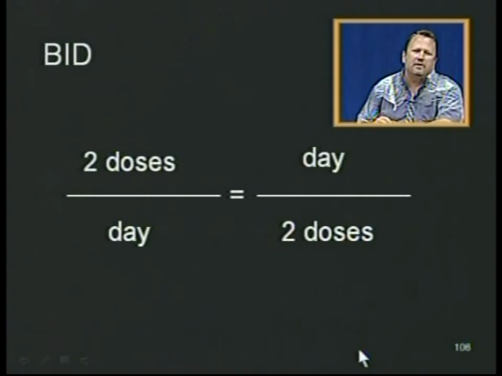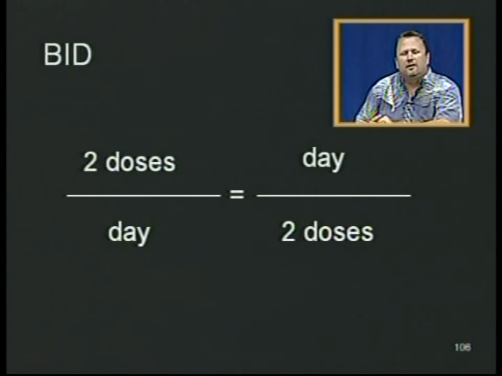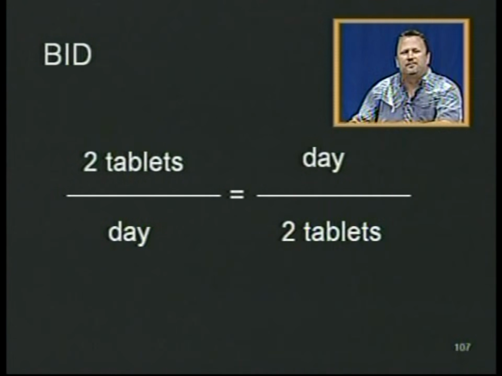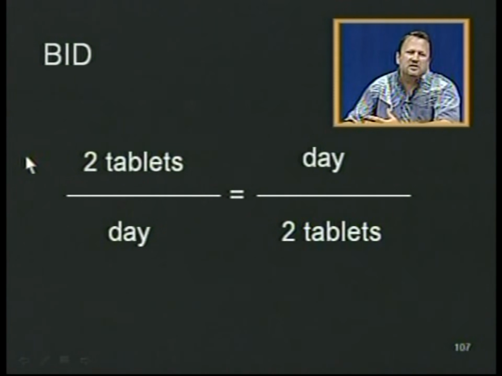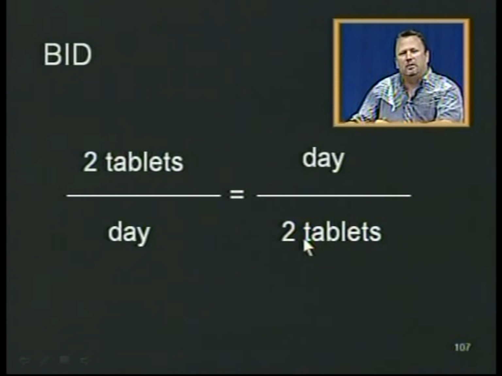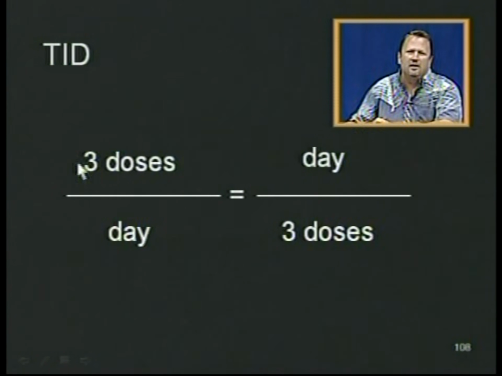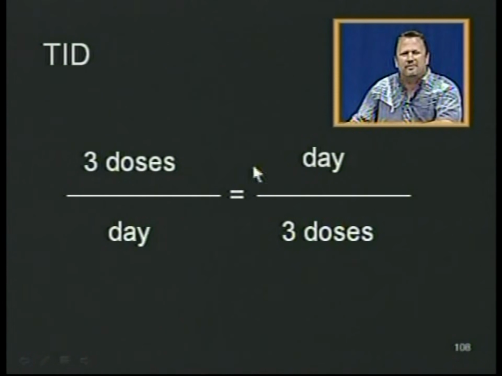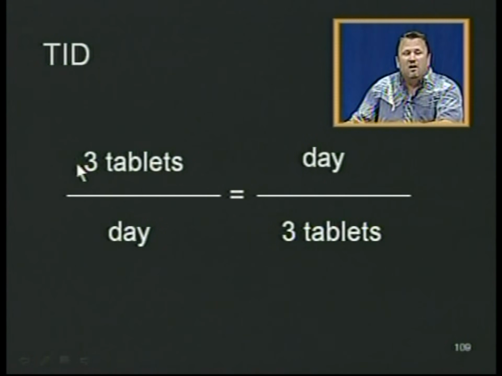Well, BID is the same thing as 2 doses per day. And that's the same thing as a day over 2 doses. Or you could say, if it's tablets, BID is 2 tablets per day, which is the same thing as a day per 2 tablets. TID is 3 a day, 3 doses per day. And remember, that's going to be the same thing as a day over 3 doses. Or you could say 3 tablets a day is what TID is, which is the same thing as a day over 3 tablets.